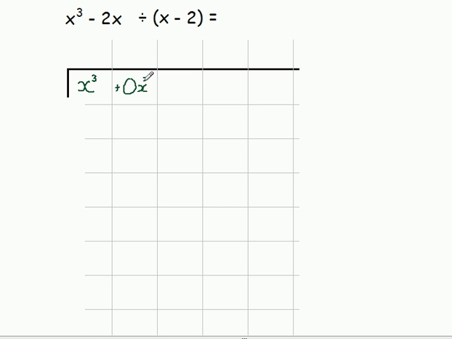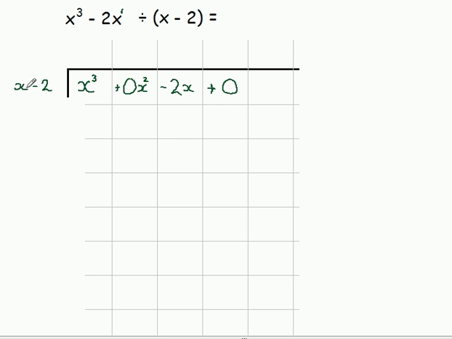x squared. Now I've got an x to the power of 1 here, so that's going to go in there with its sign. And I don't have a constant, so I'm going to put plus 0. That's effectively my x to the power of 0. Now I'm dividing it by x minus 2. So now that I've got an x cubed, x squared, x to the 1, x to the 0 here, I've got a progression of exponents of x from the highest down to 0. I can proceed and I should be able to get the correct answer.